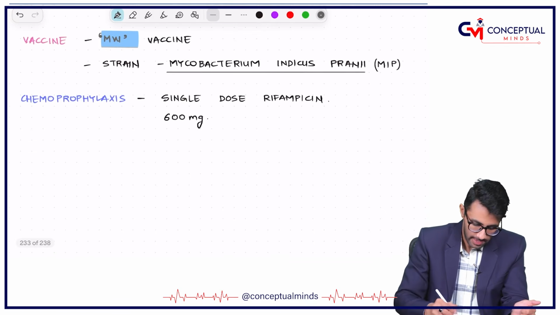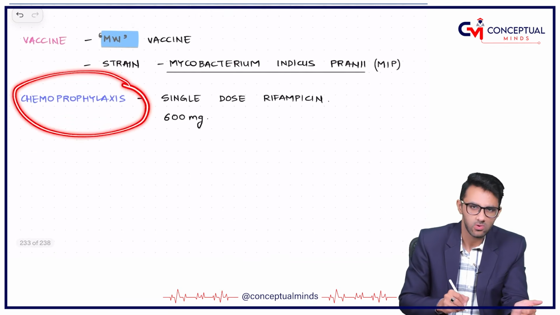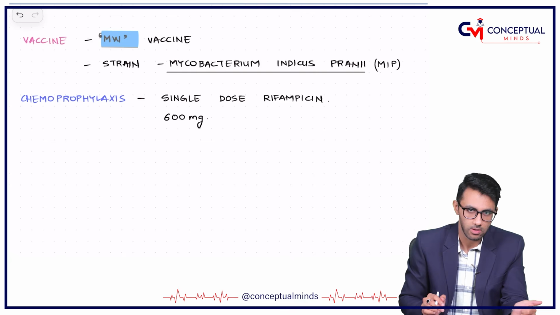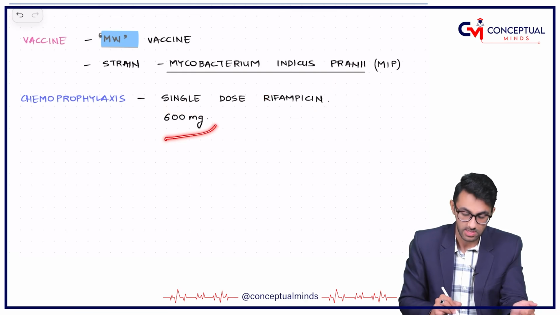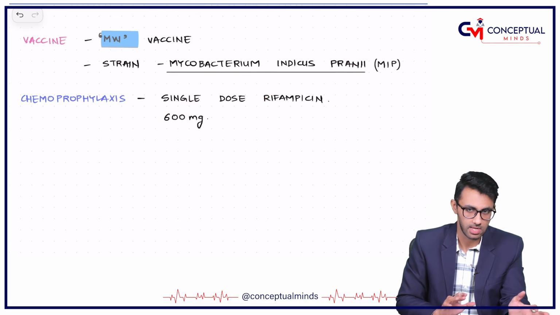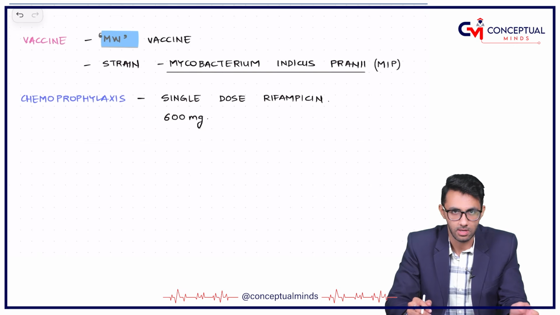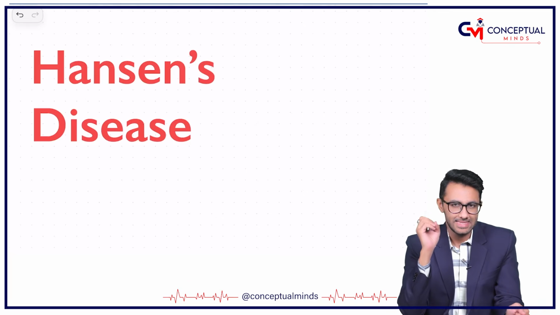Chemoprophylaxis. What do we do to patients who are exposed to it? We would give a single dose of what? Dapsone? No, 600 mg. Yes, we would just give a 600 mg single dose, and everything is taken care of. So that was all about Hansen's disease, right?